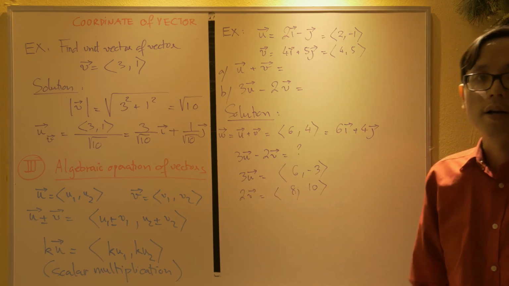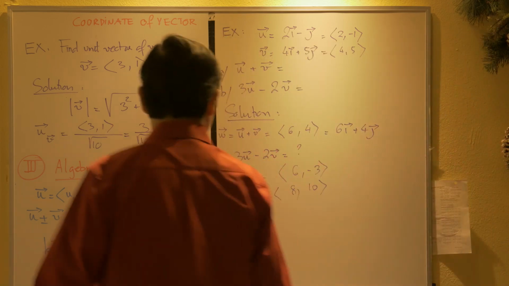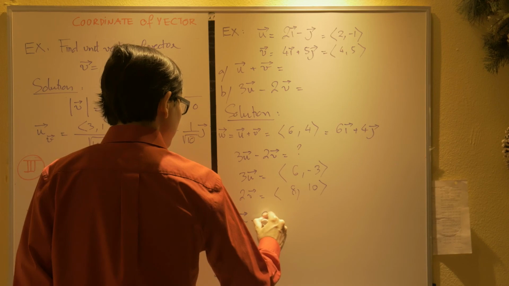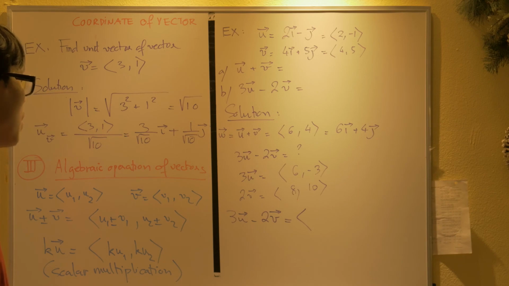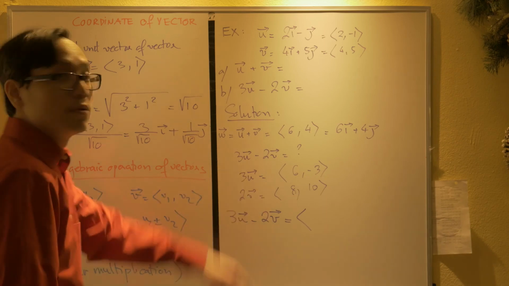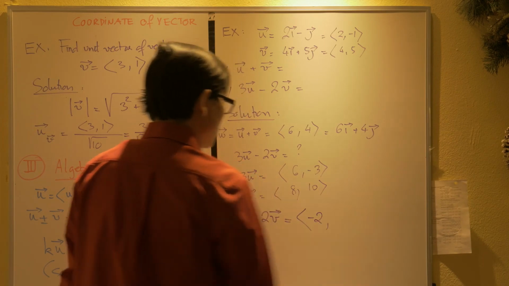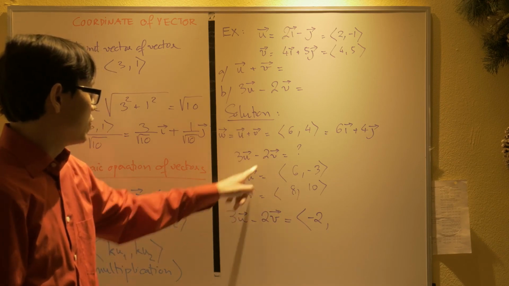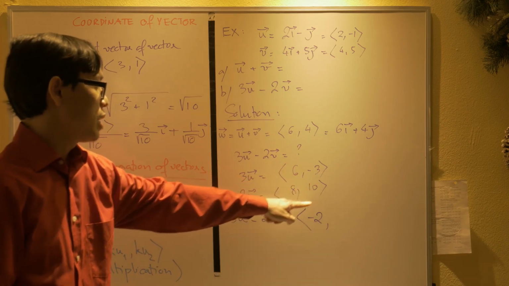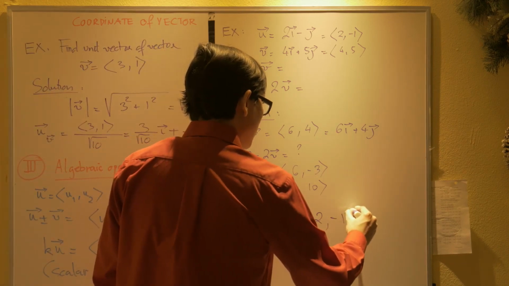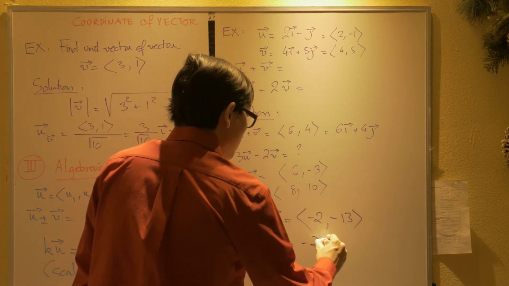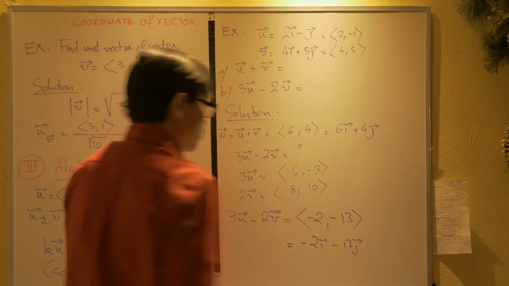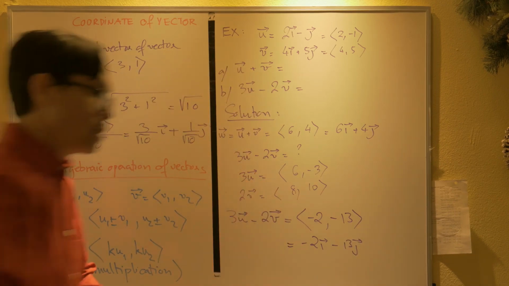And now we have two vectors already, we can subtract them from each other. So 3u minus 2v is equal to 6 minus 8, which gives you negative 2. And negative 3 minus 10 is negative 13. You can stop over here or you can express in terms of i and j, so it gives you negative 2i minus 13j. Okay, that's it. Very easy, right?